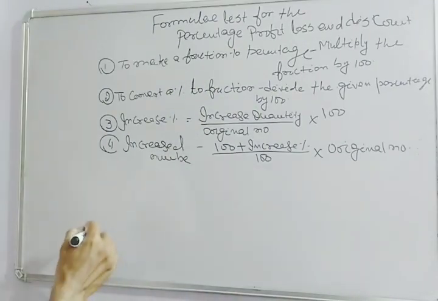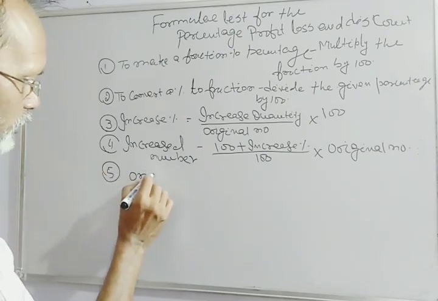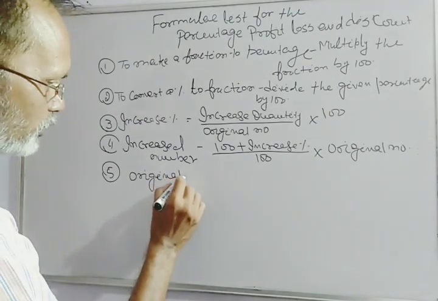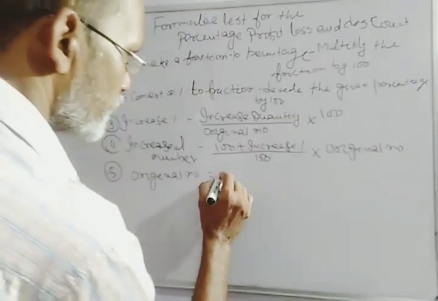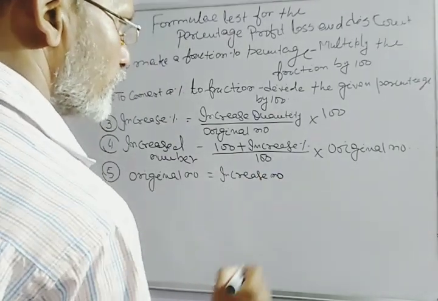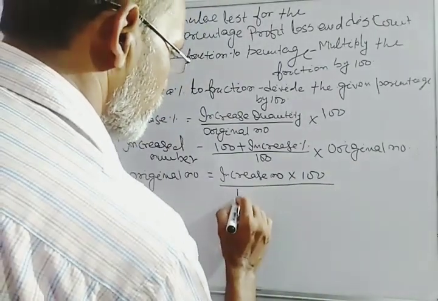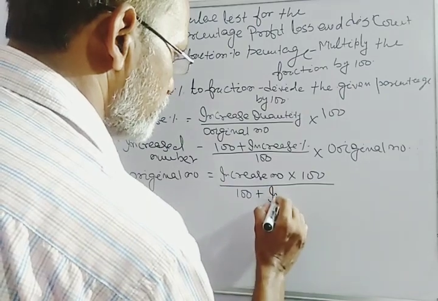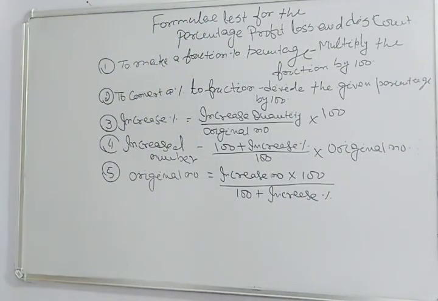Then to find out the original number, number 5, the original number is equal to increase number into 100 by 100 plus increase percentage.